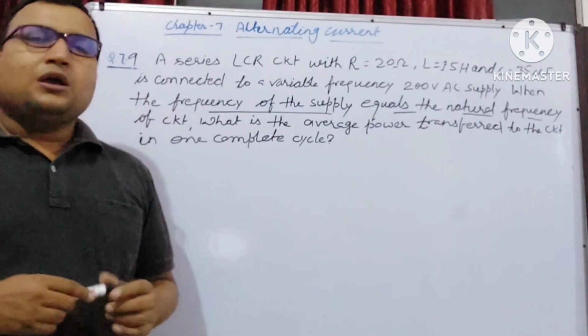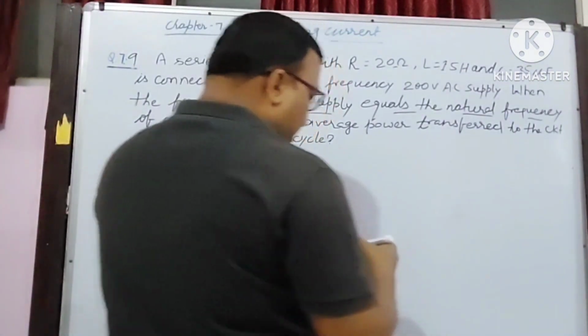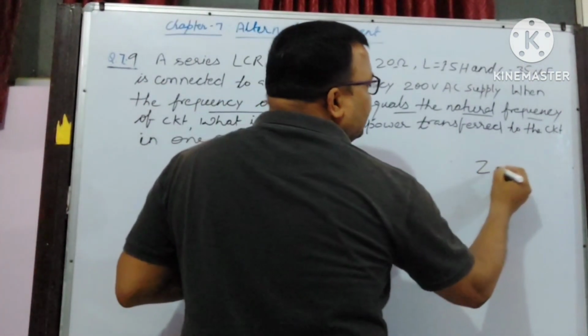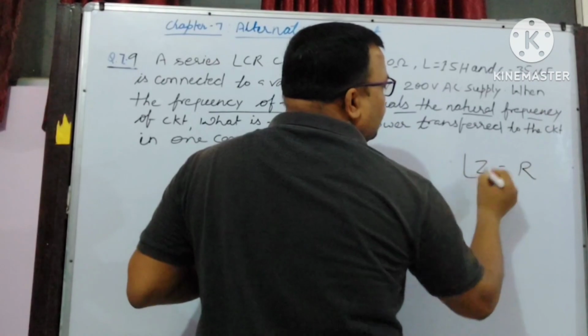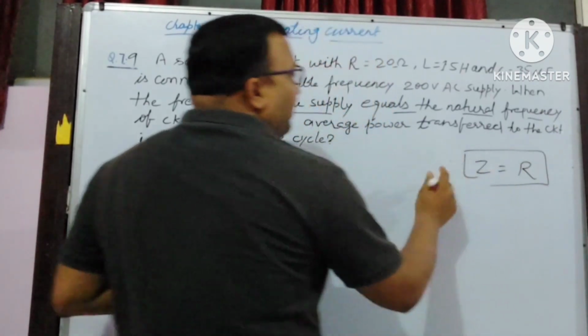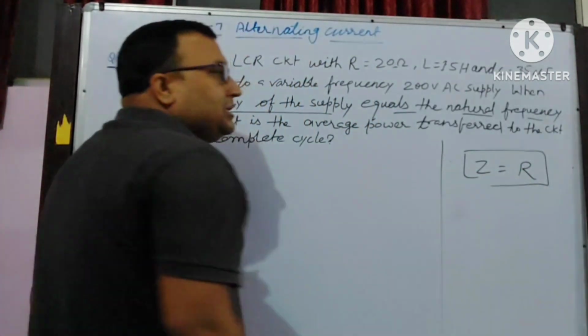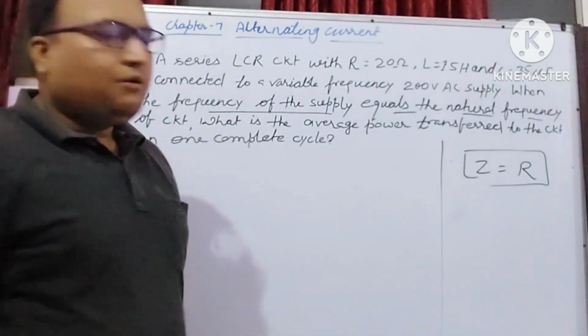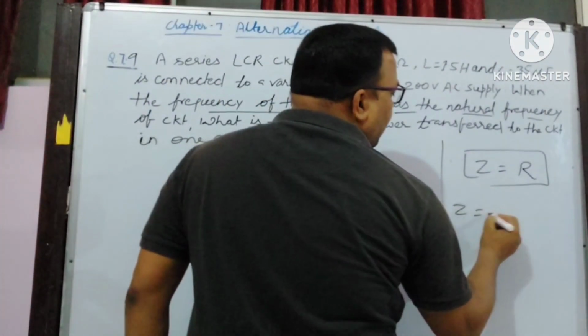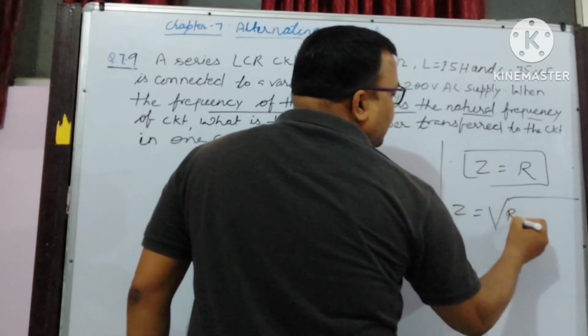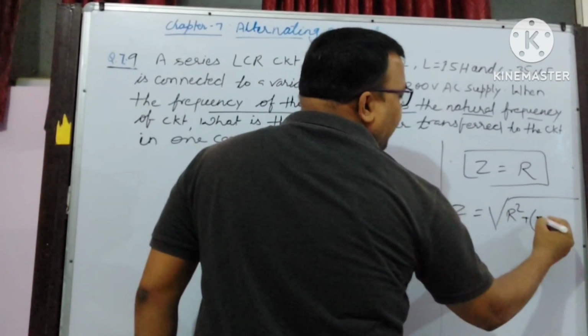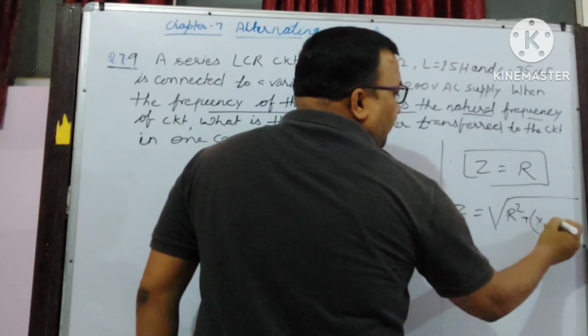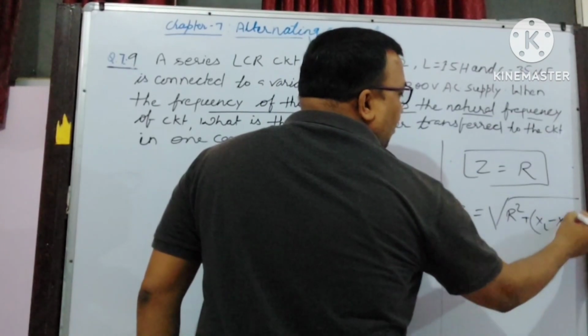In such a case, impedance Z equals R, the resistance of the circuit. Keep in mind this information: Z equals R. We know that Z equals what? The root under R square plus bracket XL minus XC whole square.